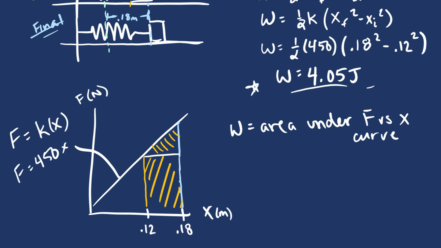So first, this area here is going to equal, well, we know that the height of this rectangle is going to be 450 times 0.12. So that's going to be the height. And then the length times the width here is 0.06. So that's the area of the bottom.